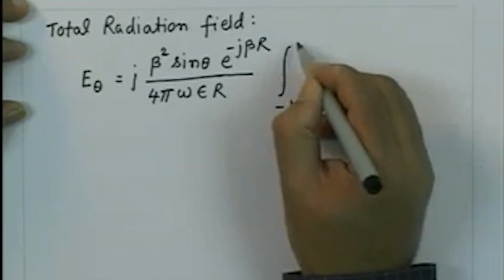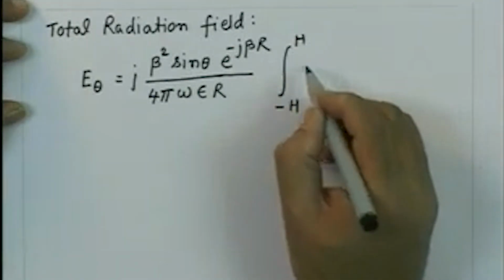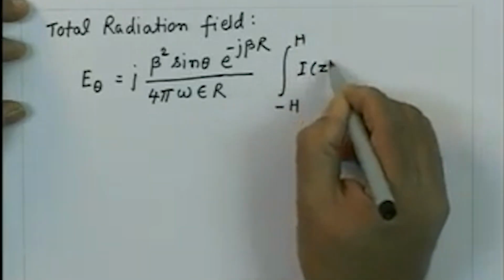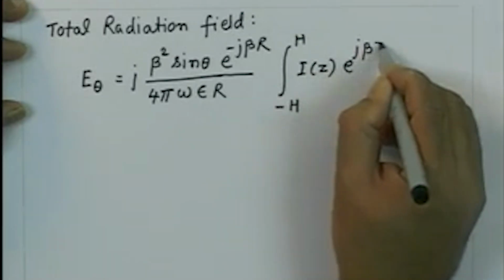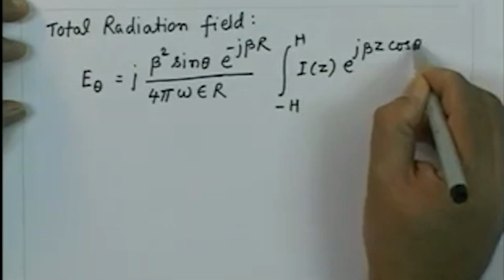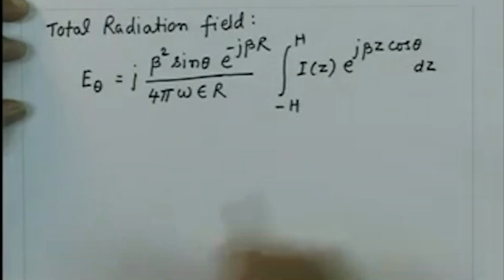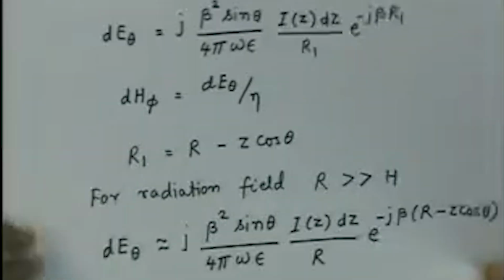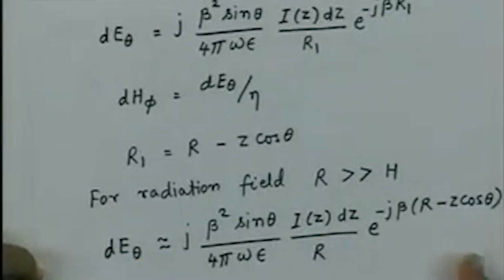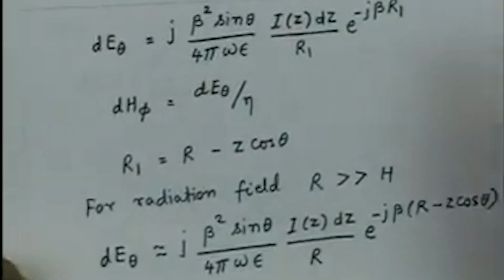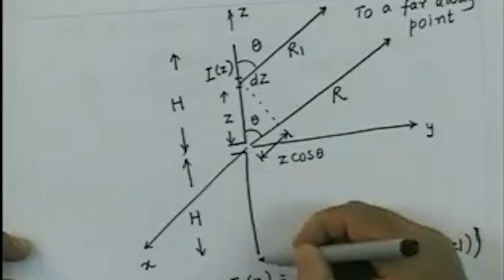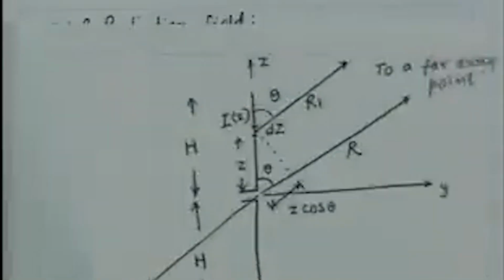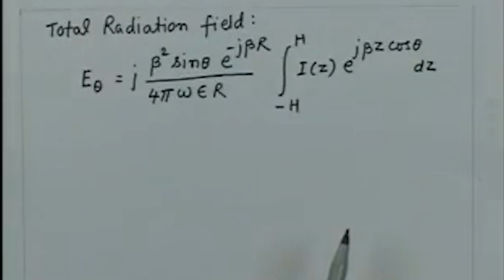integral minus h to h I of z e to the power j beta z cos theta dz. So, I have simply substituted for the d theta and integrated over the total length of the dipole, which is from minus h to h. So, from here I just find out now the integral from minus h to plus h, and I get the total electric field from the dipole.